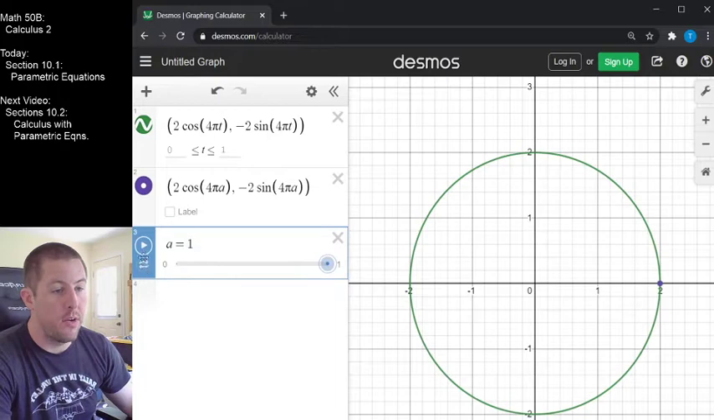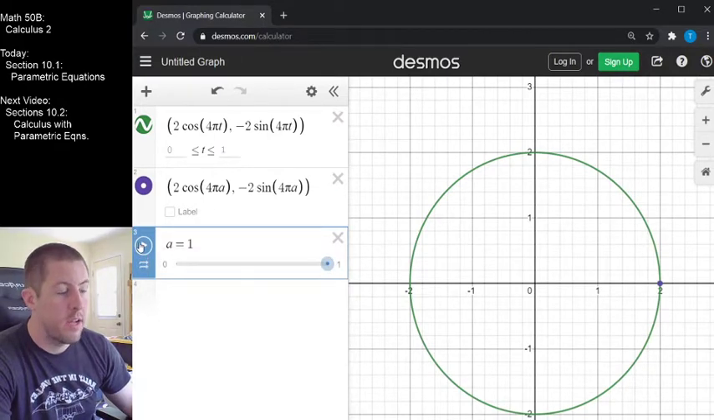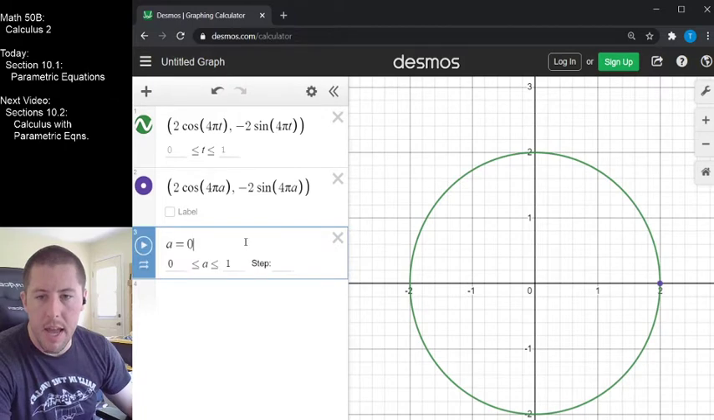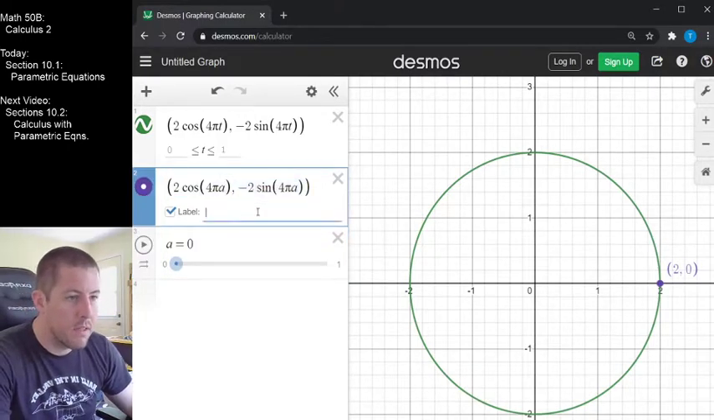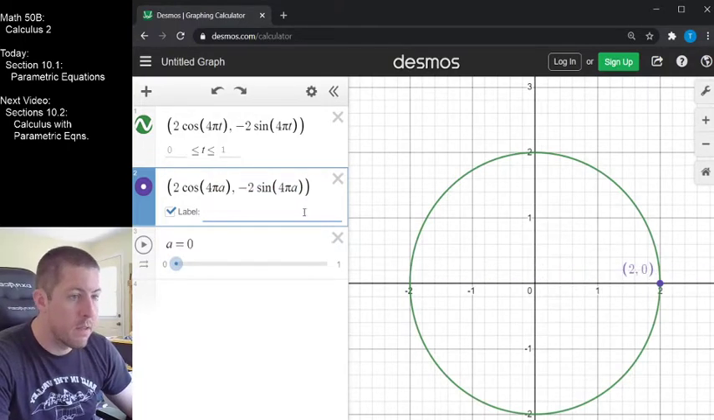What I want to do is do this one time in the forward direction right here. So notice here at time 0, we are starting at 2, 0. Can't I add a label to this? Can't I just do this entire thing as my label? Apparently not. Yeah, that's all I wanted.